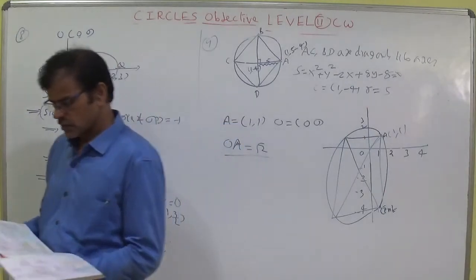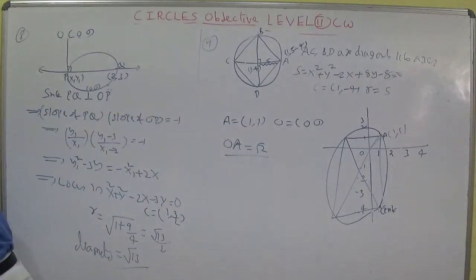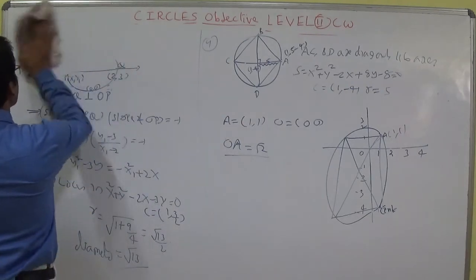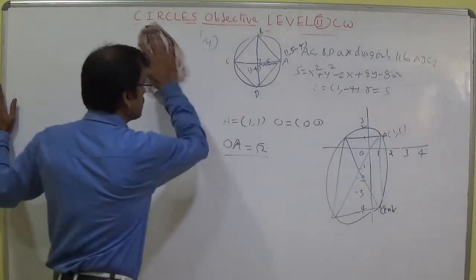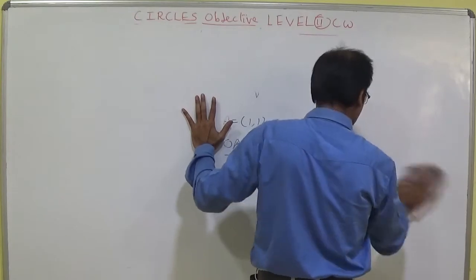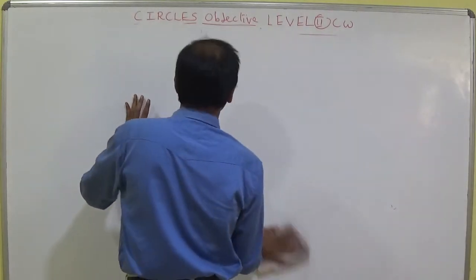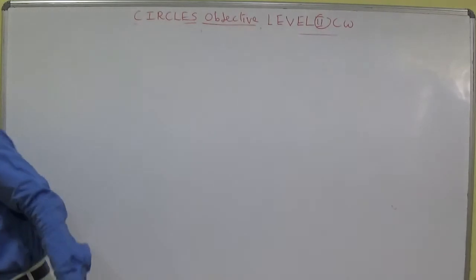Now 10th question. The equation of the image of a circle by the mirror. We can say that the center is the mirror image of the given circle. Center is the mirror image. So it depends upon the image concept. Equation, it is the 10th one. 10th question. Draw like this.